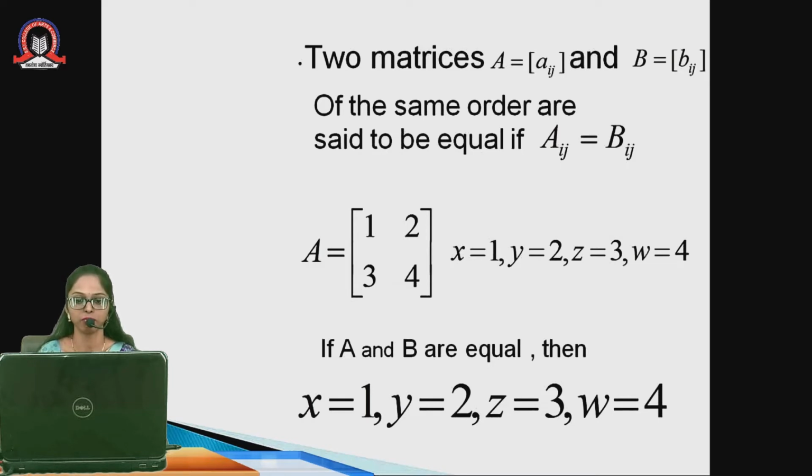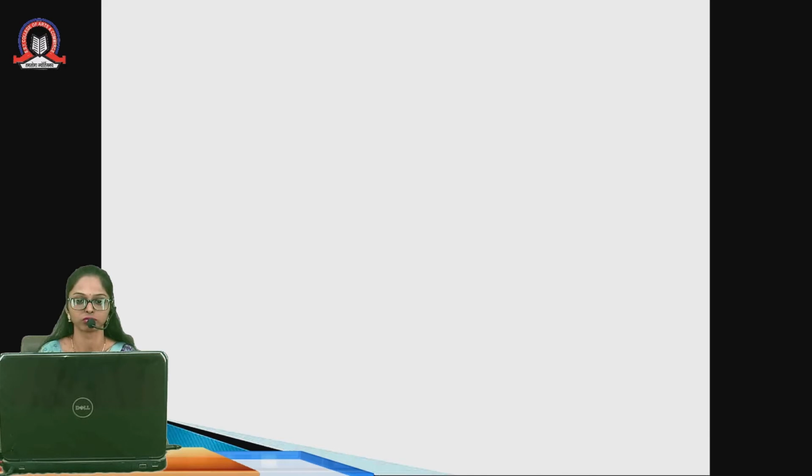For example, A is equal to first row 1, 2 and second row 3, 4. B has first row X, Y and second row Z, W. If A and B are equal, then we say that X is 1, Y is 2, Z is 3 and W is equal to 4.